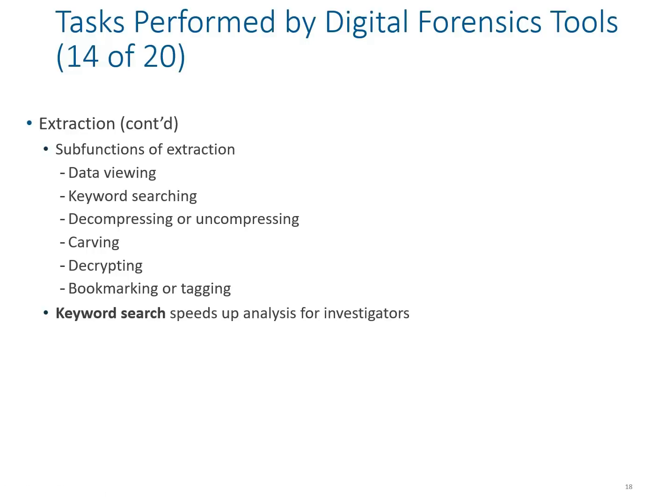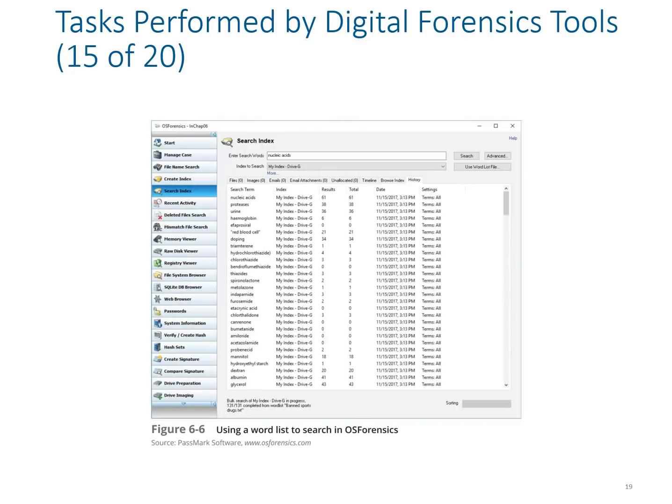Now, for the extraction, for example, the data viewer or the keyword searching, we'll decompress and compress the file, or carve or decrypt the files, do bookmarking, and conduct different kinds of search analysis on that. As you can see in our OS Forensics, we have a search index through which we can search for a specific term, and it would give us an index file of all the documents and the files which are located in that directory.